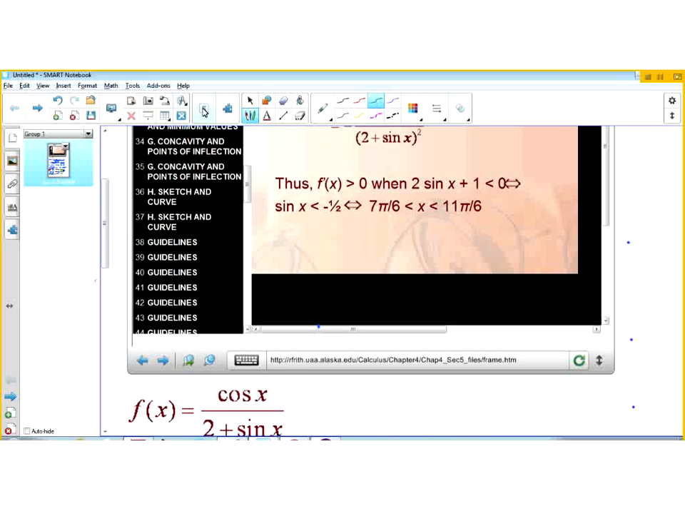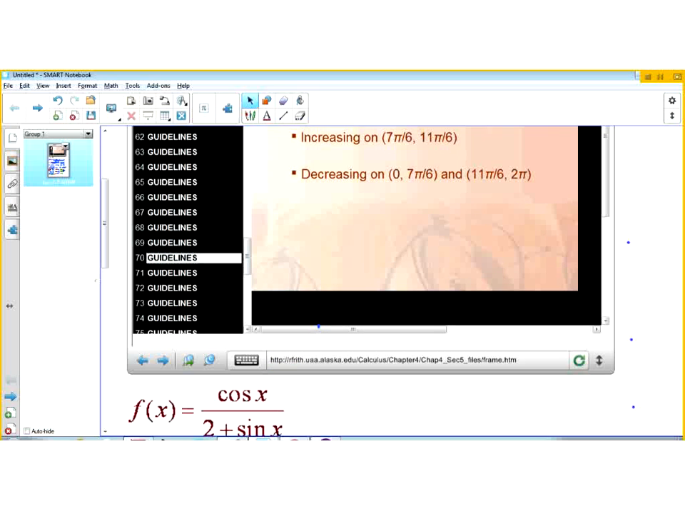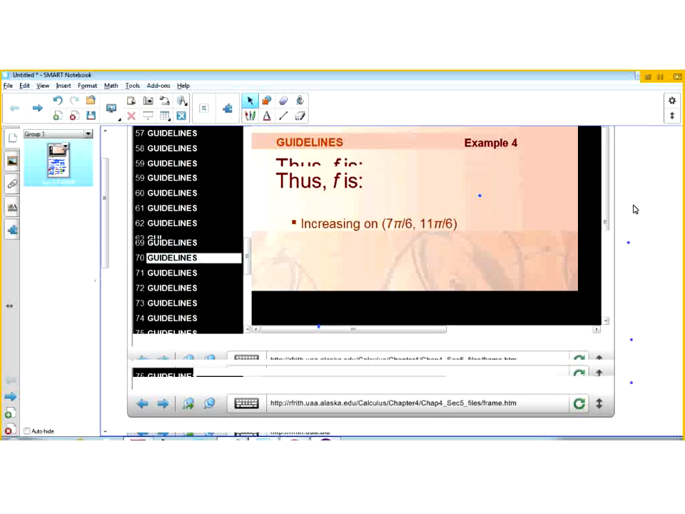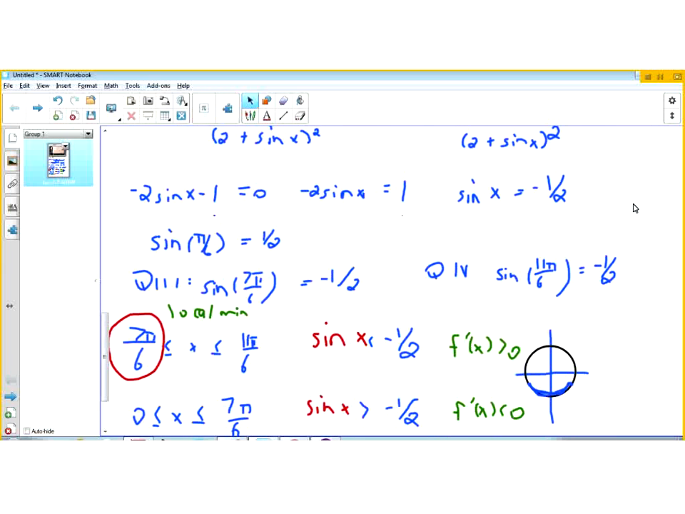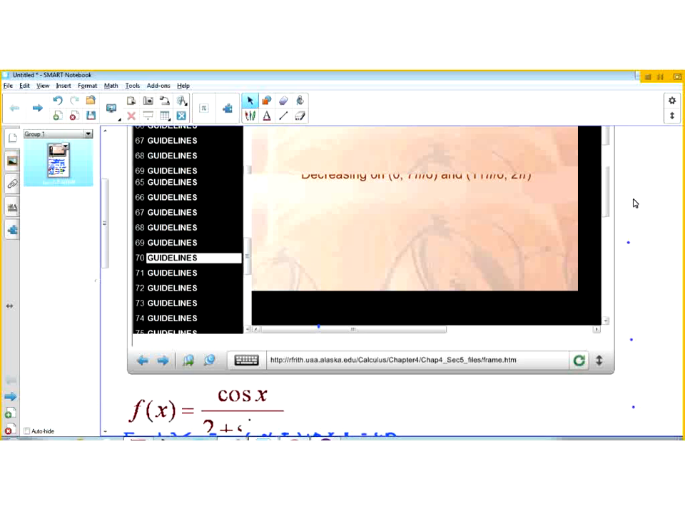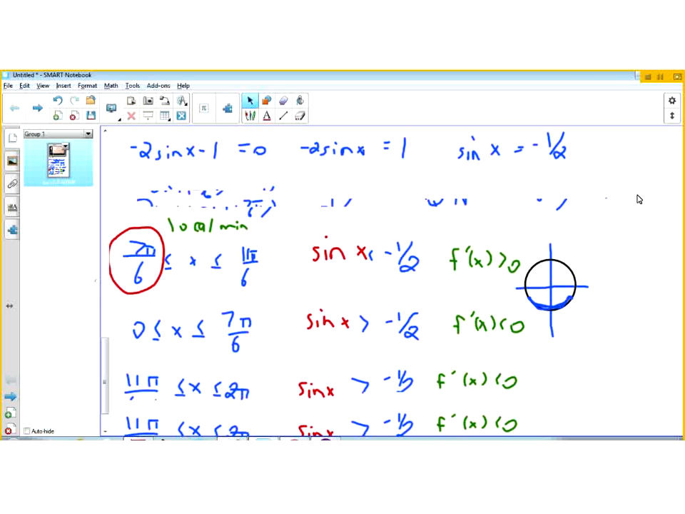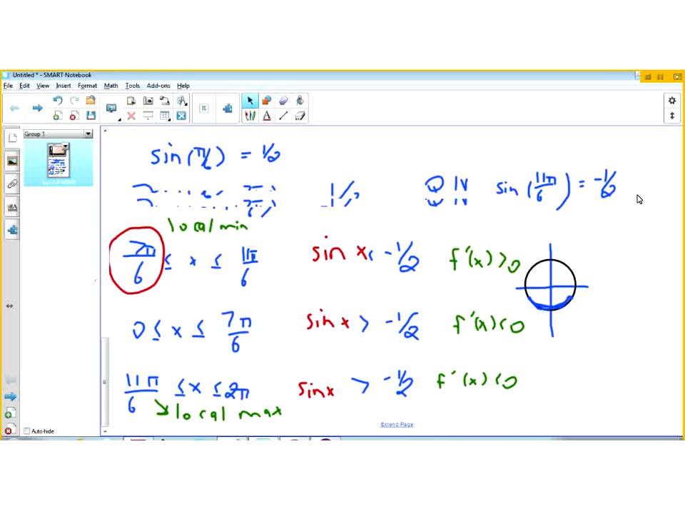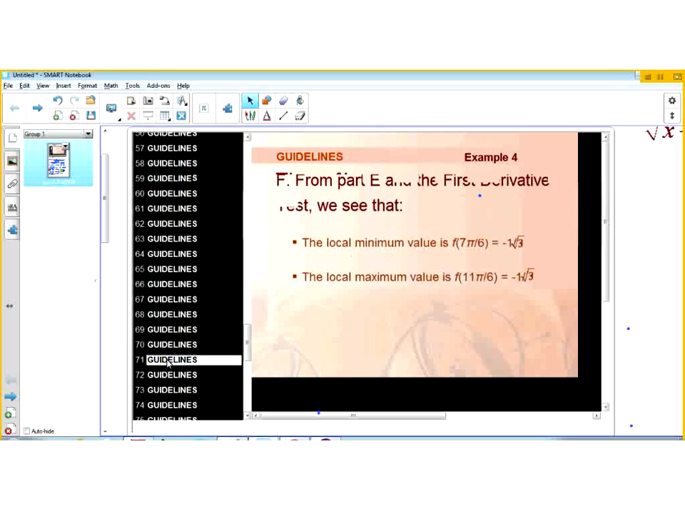So do they reveal that in the next slide? Let's check what their results are. F is increasing on 7 pi over 6 to 11 pi over 6. Do we have that? Yep. And decreasing on 0 to 7 pi over 6. Yep. And decreasing on 11 pi over 6 to 2 pi. Good, so we got the same conclusions. Now they use the increasing decreasing test, or the first derivative test, to see that the local minimum happens at 7 pi over 6.